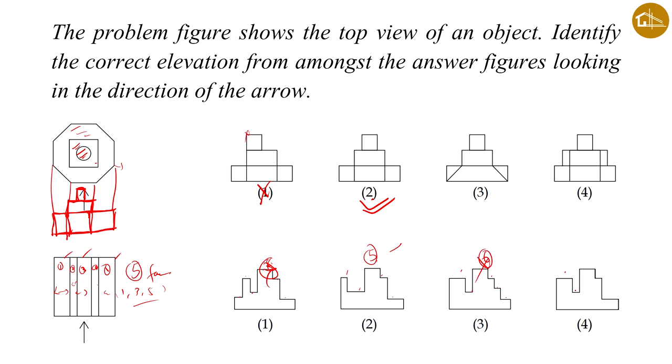Fourth one, 1, 2, 3, 4, 5. It has 5 faces. Now second and fourth can be the correct answer. So what we will do, we will compare the second condition, first, third, and fifth. So first, third, and fifth, these are not equal. Okay, so second is wrong answer, so the remaining fourth is the correct answer.